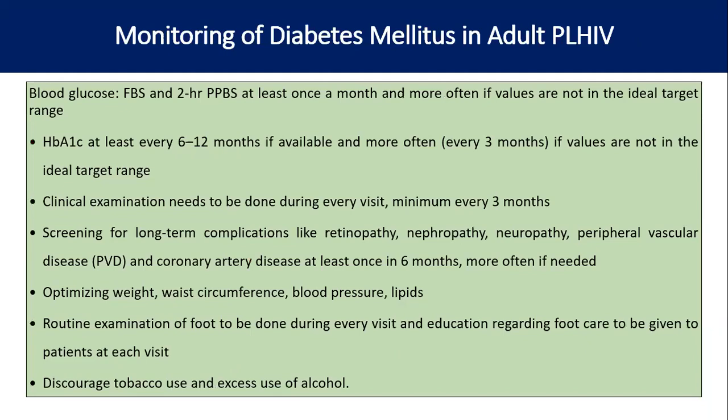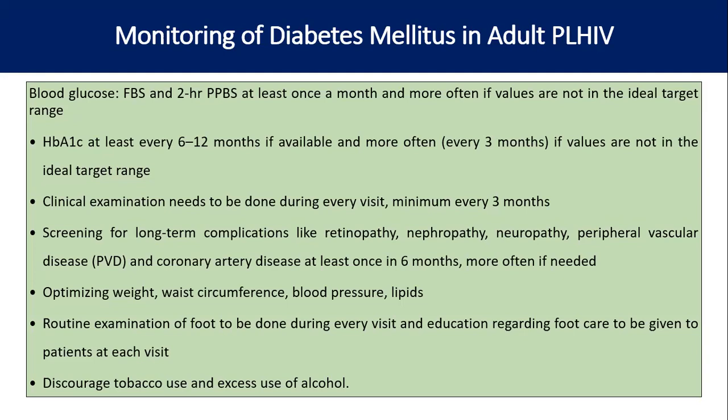Now, blood glucose monitoring of diabetes is to be done. Fasting blood sugar and 2-hour postprandial blood sugar at least once a month, and more often if the values are not in the ideal target range. Even if after management the blood sugar levels are not within the target range, then we can repeat fasting and PP blood sugar more frequently. And glycosylated hemoglobin, at least every 6 to 12 months if available, and more often, that is every 3 months, if values are not in the ideal target range.